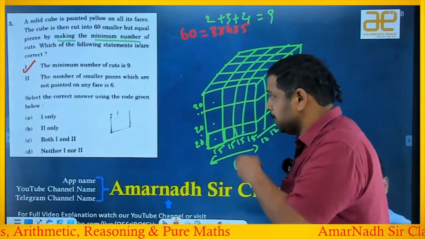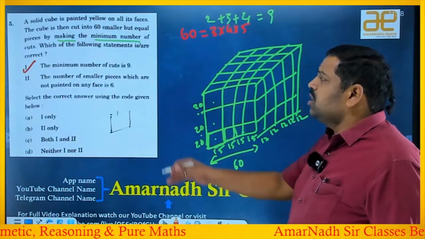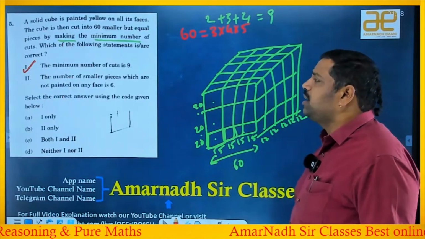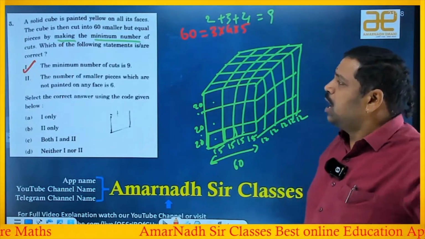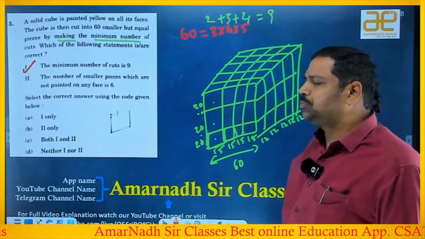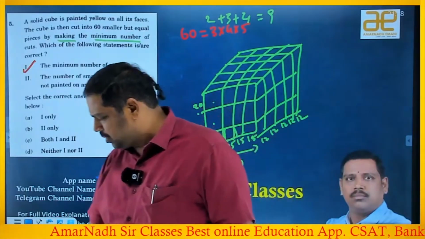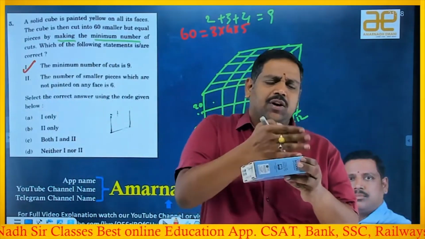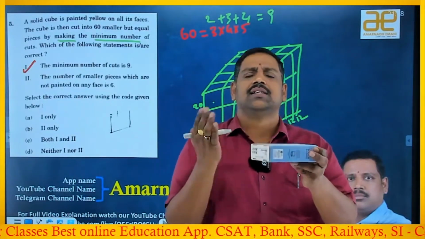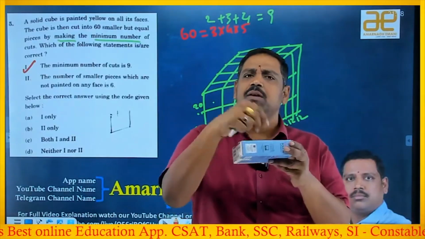Right, good. The number of smaller pieces which are not painted on any face is 6. Why is it valid or not? We have to verify. The point you have to verify is, if you take any cube, suppose this is the cube that I have. If I make cuts like this, and like this, then I'll get small pieces.